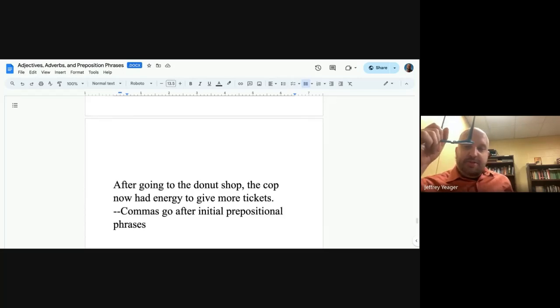Right? So if you put it at the beginning of the sentence, that you're going to the donut shop, there's kind of like a pause there, right? If you're reading that out loud, that comma at the beginning kind of insinuates there's a pause. After going to the donut shop, the cop now had energy to give more tickets.